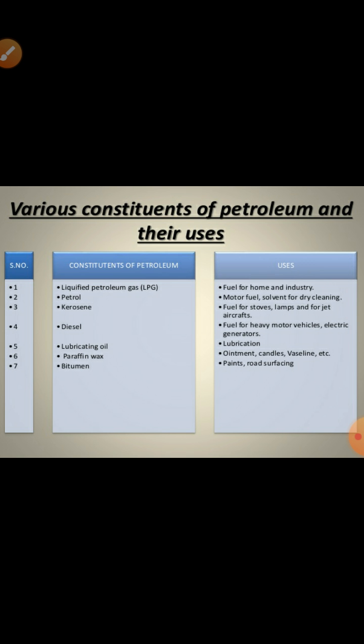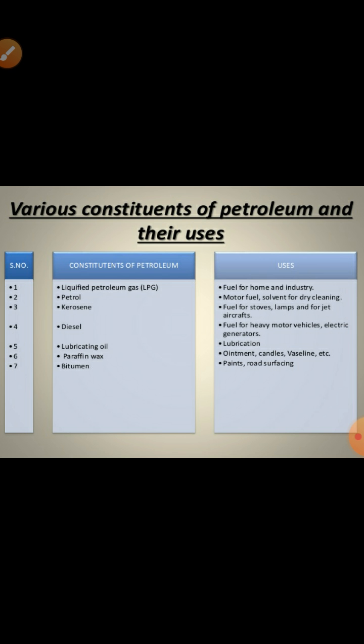Next, these are the various constituents of petroleum and their uses. First is liquefied petroleum gas, LPG, which we use as a fuel for home and industry. The second constituent of petroleum is petrol. We use it as a motor fuel and as a solvent for dry cleaning. Third is kerosene. Kerosene is another constituent we use as a fuel for stoves, lamps and jet aircraft. Fourth is diesel. We use it as a fuel for heavy motor vehicles and electric generators.